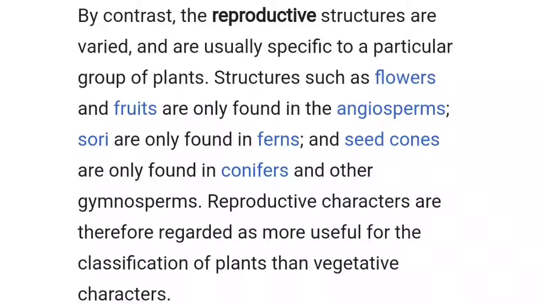Structures such as flowers and fruits are only found in the angiosperms, sori are only found in ferns, and seed cones are only found in conifers and other gymnosperms. Reproductive characters are therefore regarded as more useful for the classification of plants than vegetative characters.